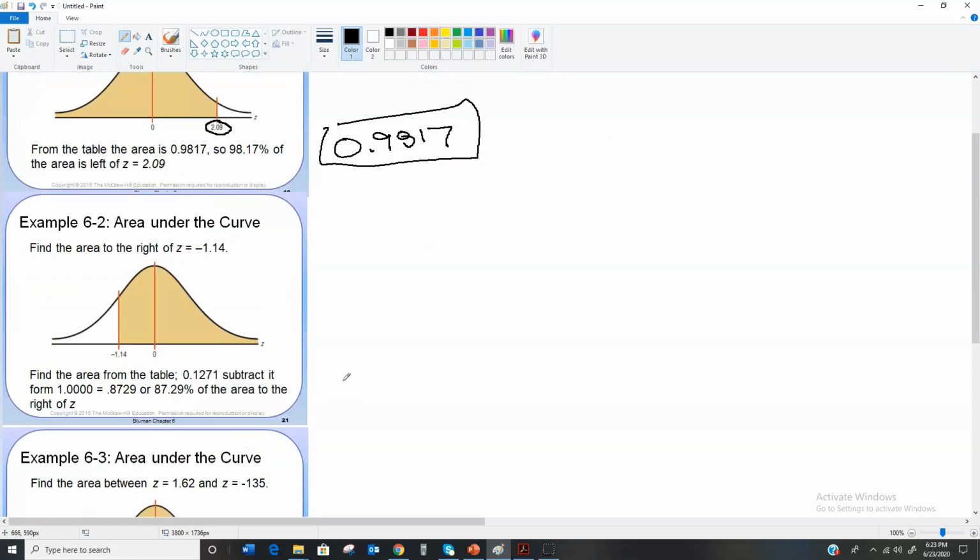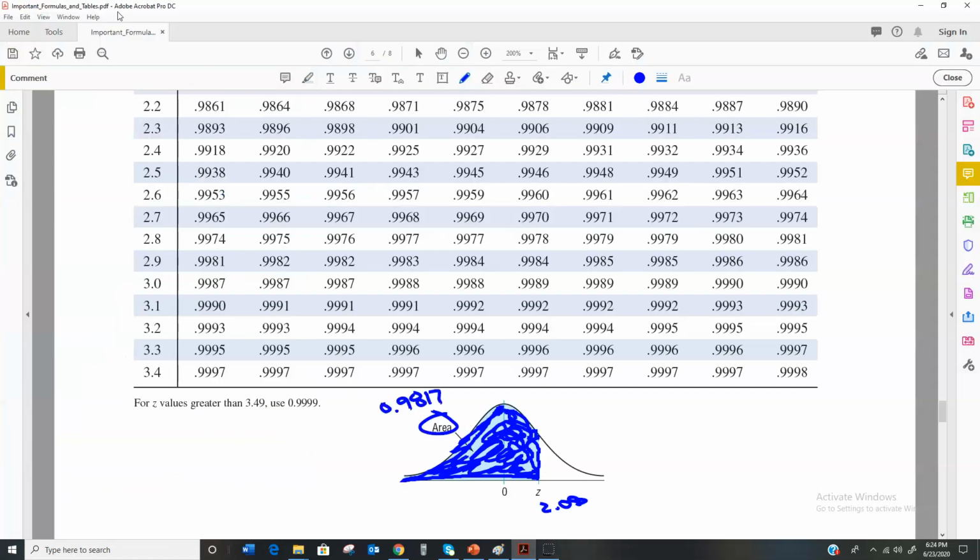Now this next one says find the area to the right of z equals negative 1.14. Remember, if we're looking to the right, that's really important. That means we're going to take 1 minus whatever's on the chart. Once we get that chart value, we're not done, because the chart value is going to give us the area below. So negative 1.14 is what we're looking for.